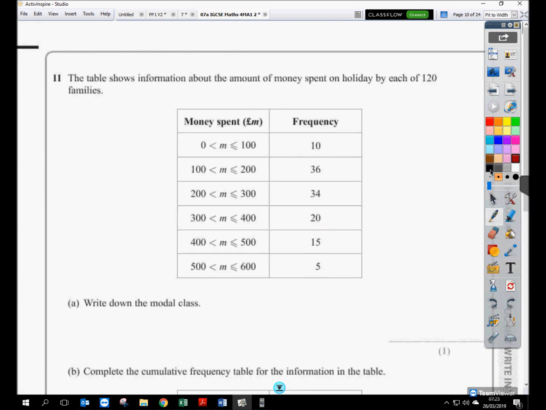Okay, next question. Write down the modal class. This is the class interval that contains the highest frequency. So 36 is the highest frequency, so we write down 100 is less than m, which is less than or equal to 200.